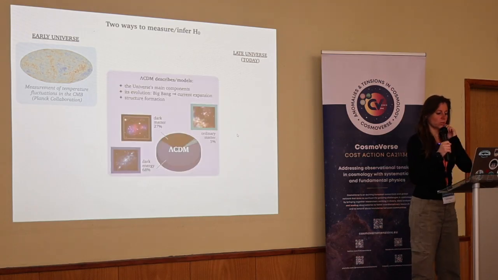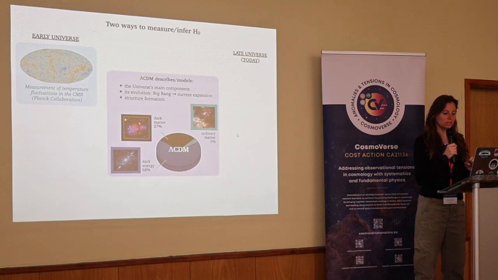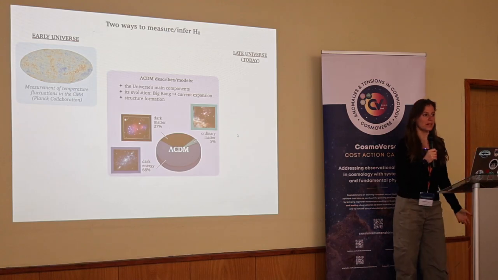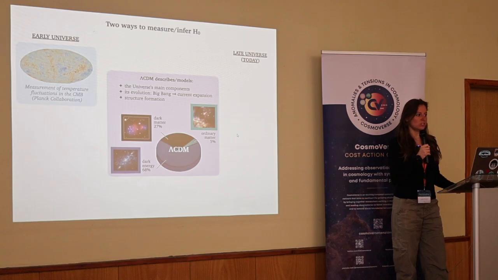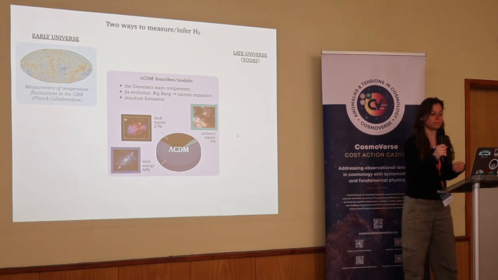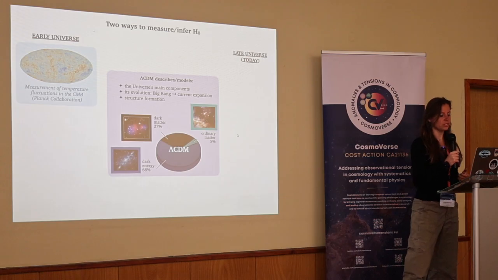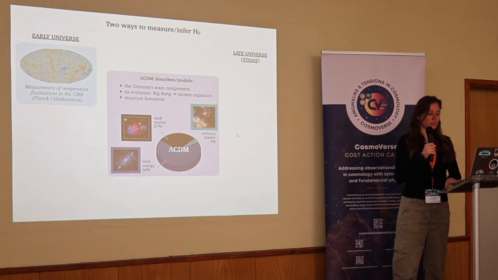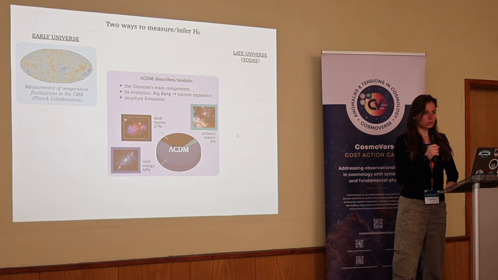Well, we use what's called the Lambda-CDM model, which is the model that describes best what's in the universe and how it behaves. So the main components are dark energy, dark matter, and ordinary matter with these proportions. It describes the evolution of the universe and the formation of structures. So we use that model to describe the universe.